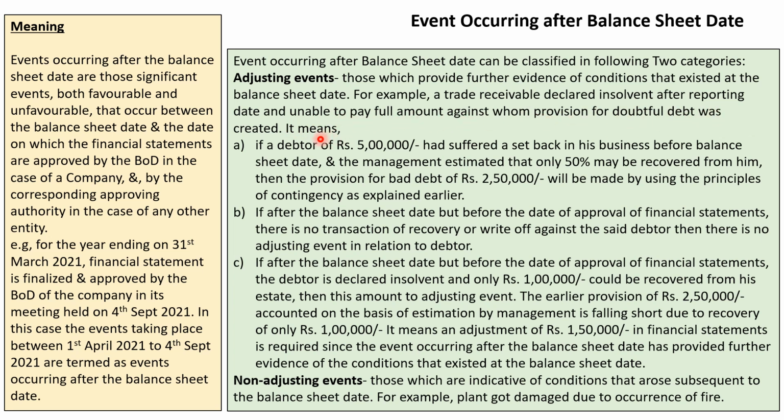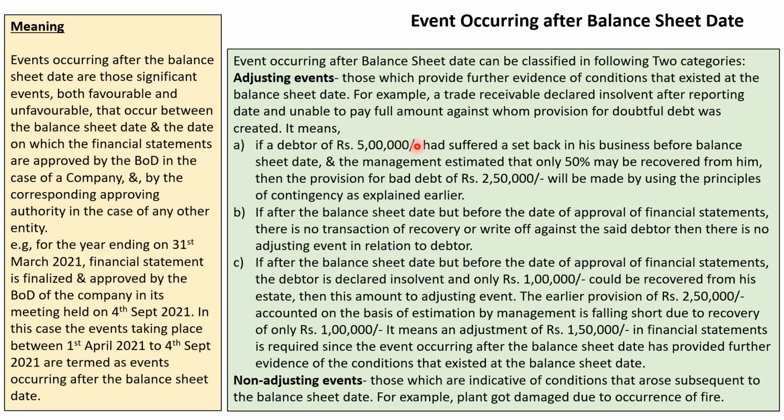So we already had created our RDD against a particular debtor. We were already thinking that probably he may become bad, and afterwards he has actually turned out to be fully bad. Then this can be called an adjusting event. We were already aware that probably some difficulty might take place, and now the difficulty has actually taken place. So let us consider three different cases now.